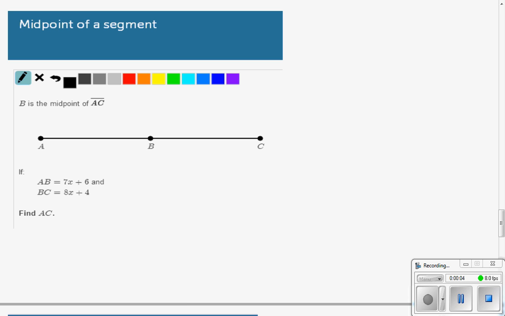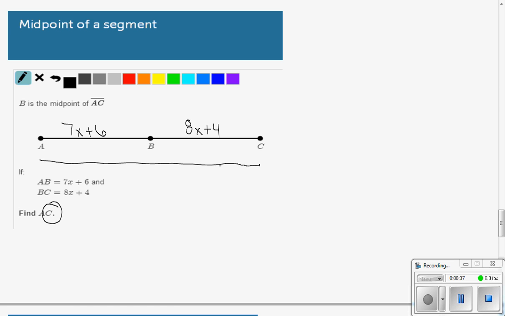For the midpoint of a segment exercise, we first have to remember that a midpoint is the exact middle of a segment. So if we know that the midpoint is the exact middle, let's take a look at what other information we're given here. We know that AB is 7x plus 6, and we know that BC is 8x plus 4. We're asked to find AC, so we want to find the length all the way from A to C.